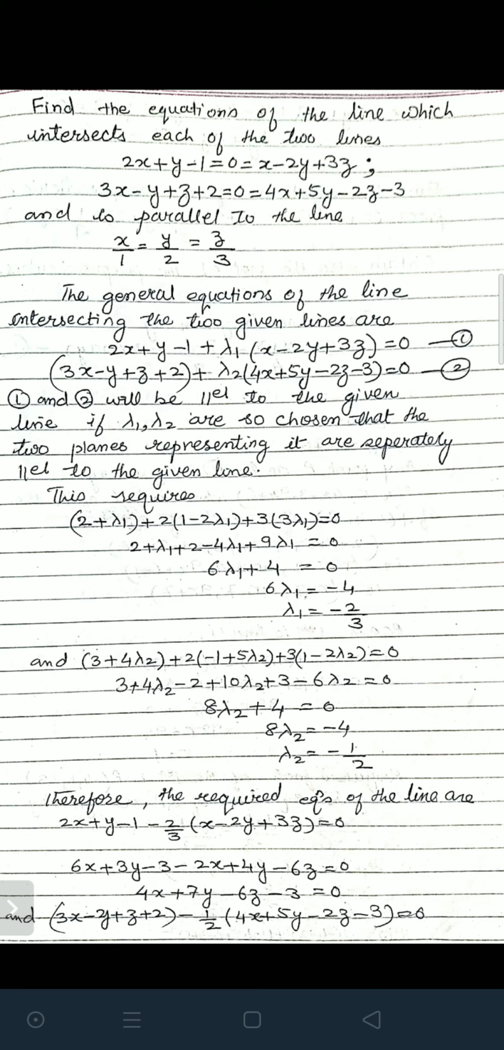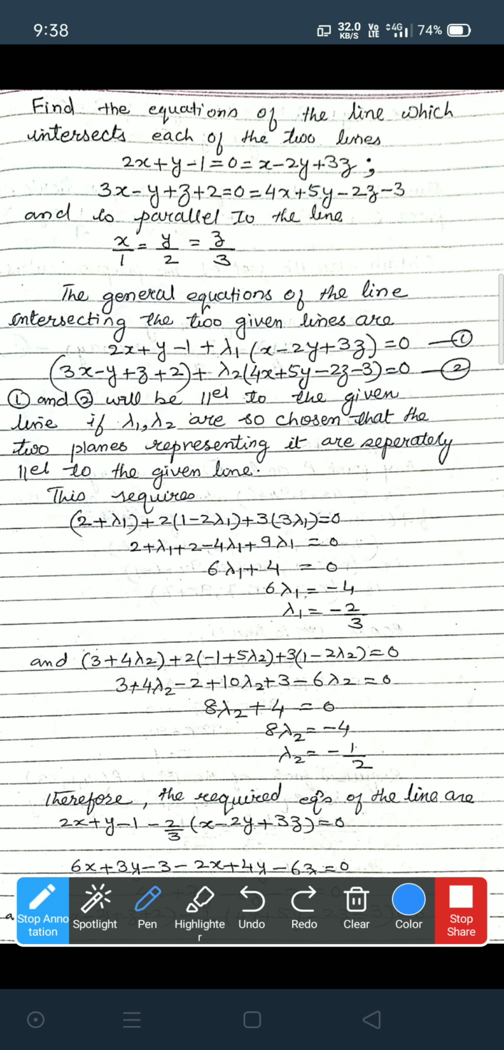Here, our example is: find the equations of the line which intersects each of the two lines 2x plus y minus 1 equals 0 equals x minus 2y plus 3z, and 3x minus y plus z plus 2 equals 0 equals 4x plus 5y minus 2z minus 3, and is parallel to the line x by 1 equals y by 2 equals z by 3. We have to find the equations of the line which intersects these two lines.